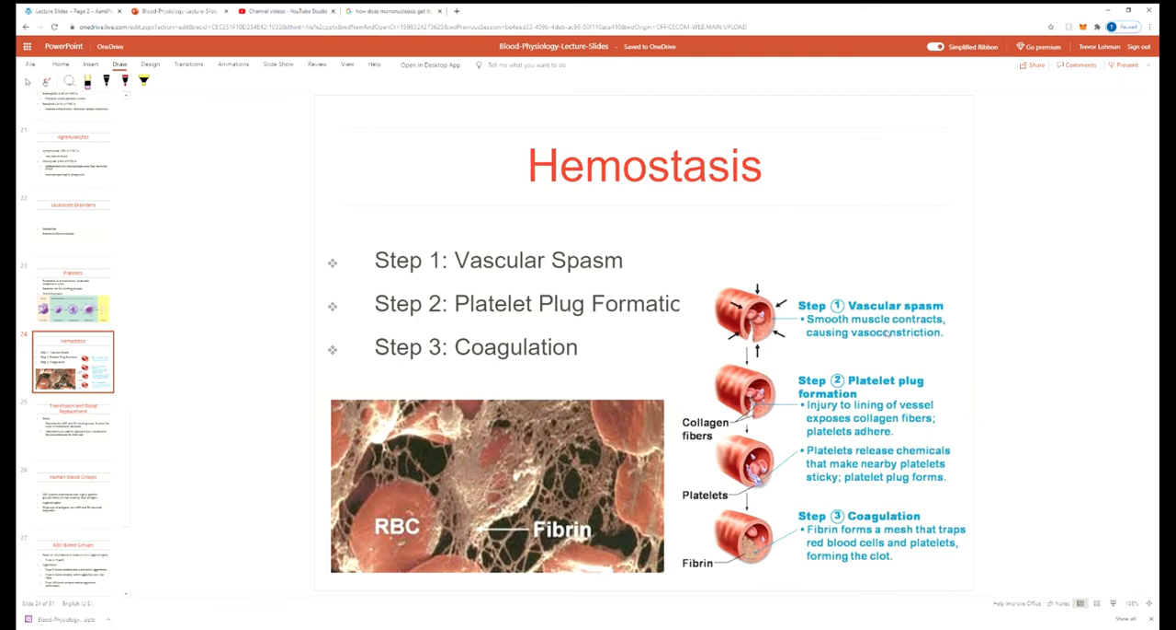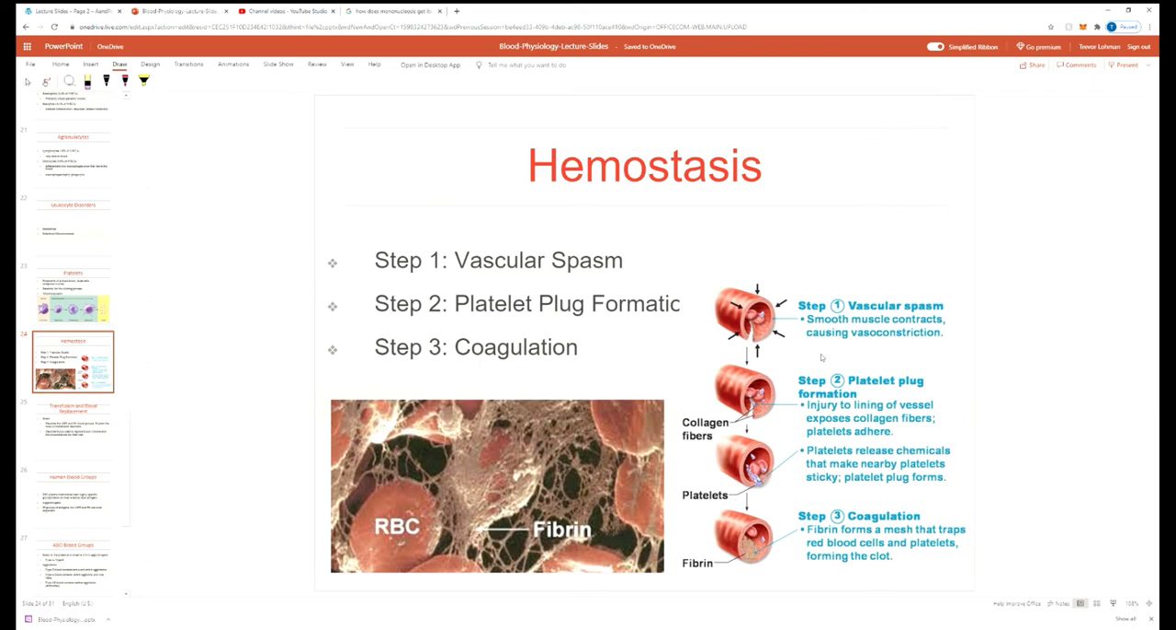So anyway, step one, if in this case it's a capillary, or an arteriole, I'm not sure, that is torn. Step one is vasoconstriction. A vascular spasm occurs, the smooth muscle contracts, and that causes vasoconstriction. That reduces the blood flow through that area, which reduces the blood loss.